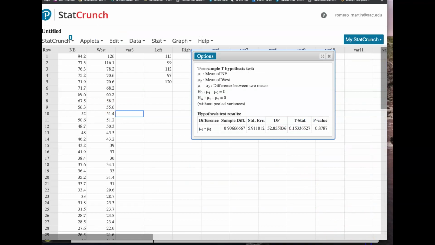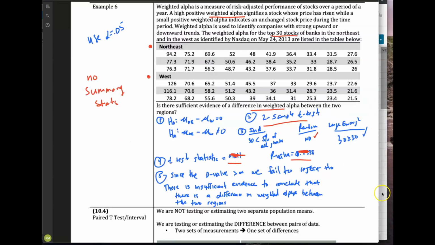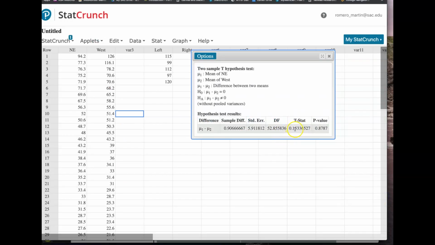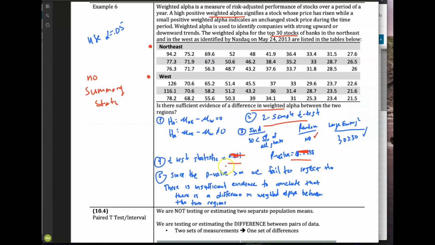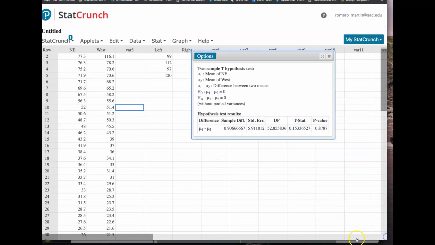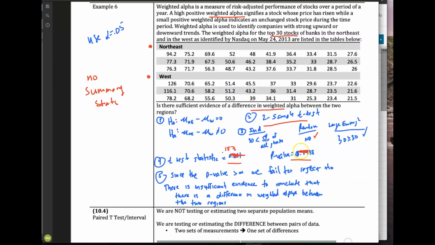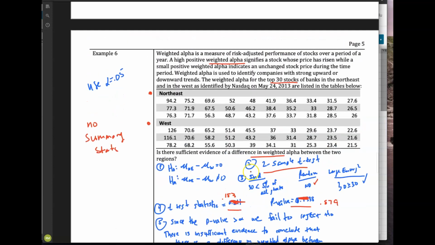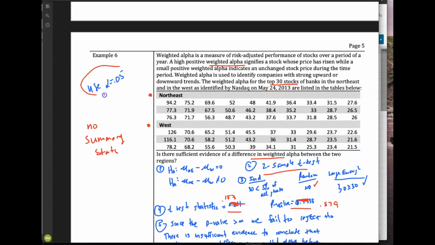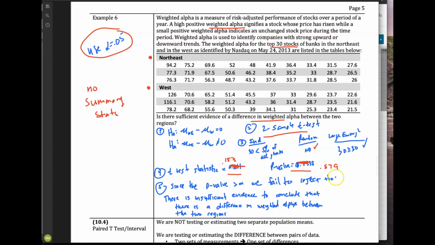Looking at these values here, I get a t-stat of 0.153. So your t-test statistic is 0.153, and then the p-value in this case is 0.879. And so then we can go ahead and make a decision based off what we have here. Since the p-value is greater than alpha, and in this case, since there is no alpha given, we use 0.05. Since it's greater than that, we fail to reject the null hypothesis.